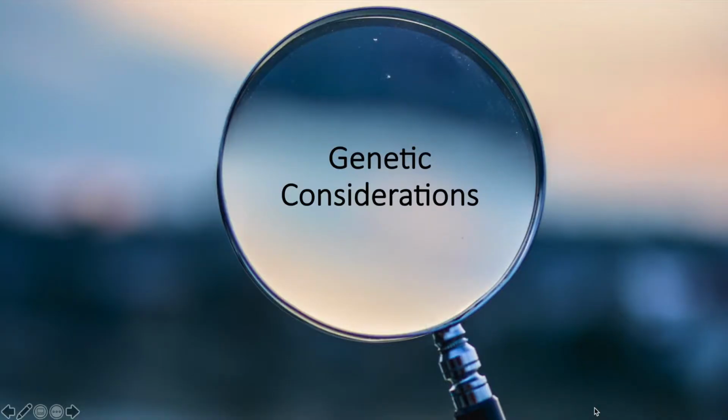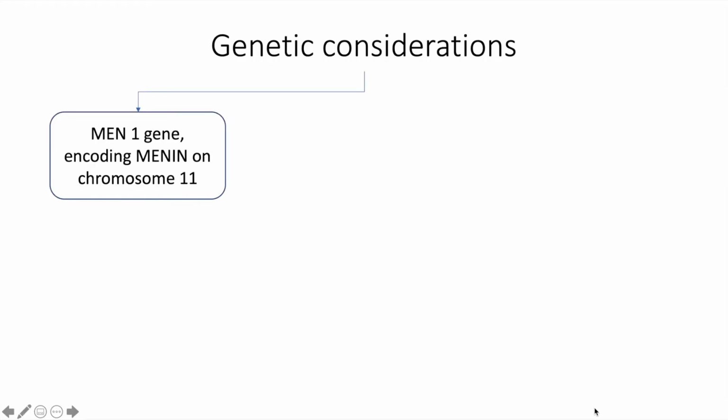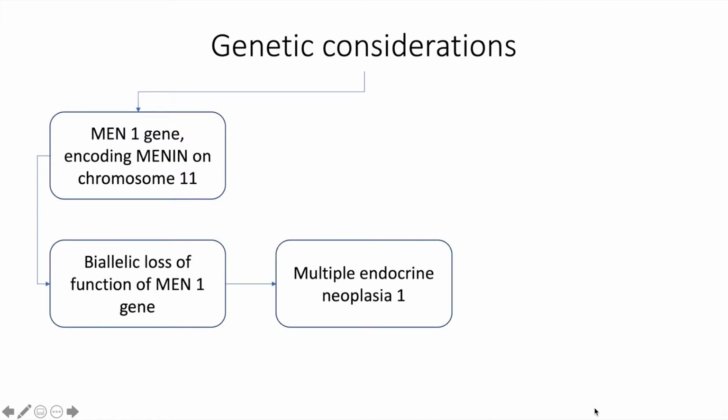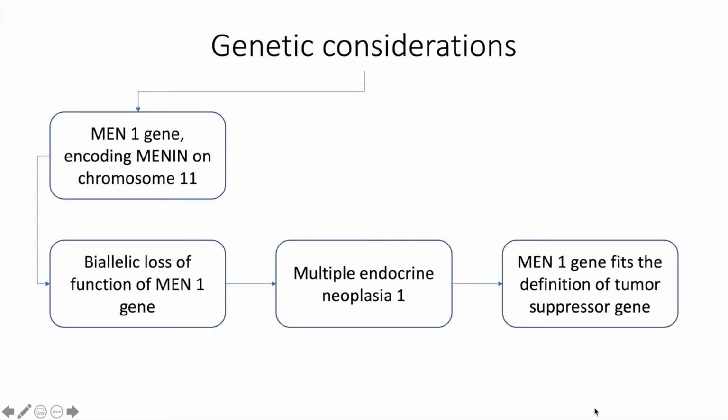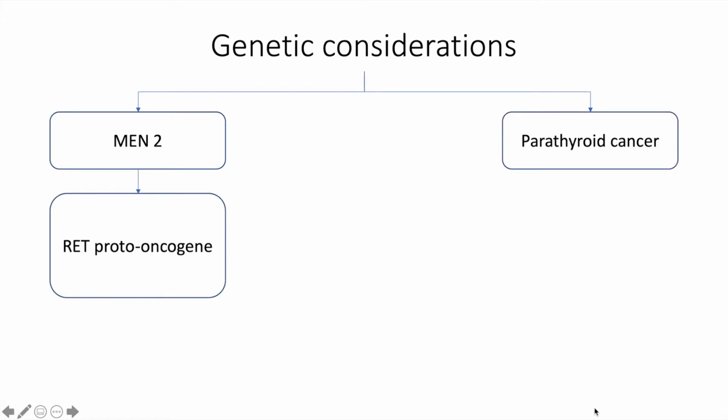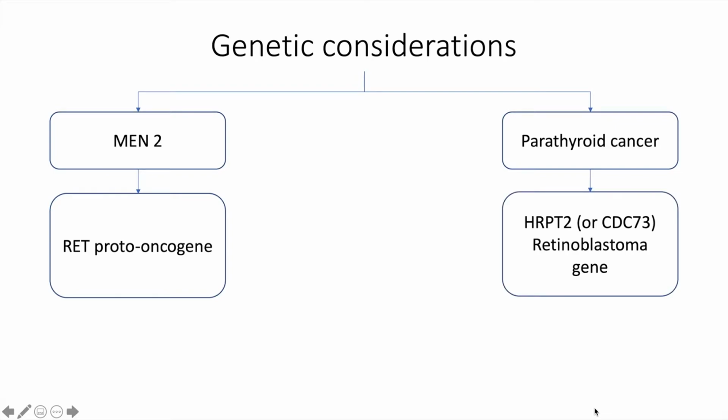Genetic considerations in primary hyperparathyroidism involves looking at the MEN1 gene, which encodes for the menin protein on chromosome 11. Biallelic loss of the function of this gene results in multiple endocrine neoplasia type 1. Therefore, it fits the definition for a tumor suppressor gene. Similarly, the gene for multiple endocrine neoplasia type 2 is the RET proto-oncogene, and the gene for parathyroid cancer is the HRPT2 or CDC73. Additionally, retinoblastoma gene may also cause parathyroid cancer.